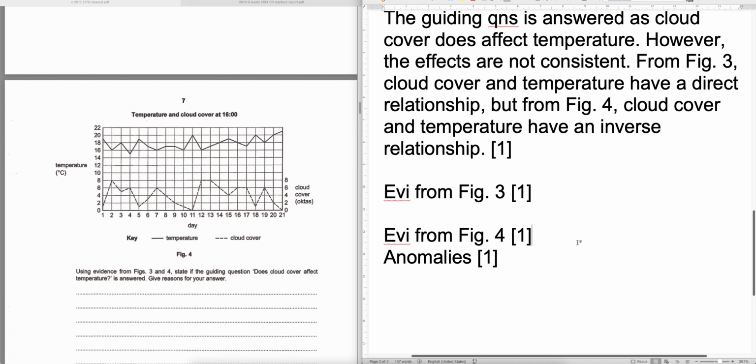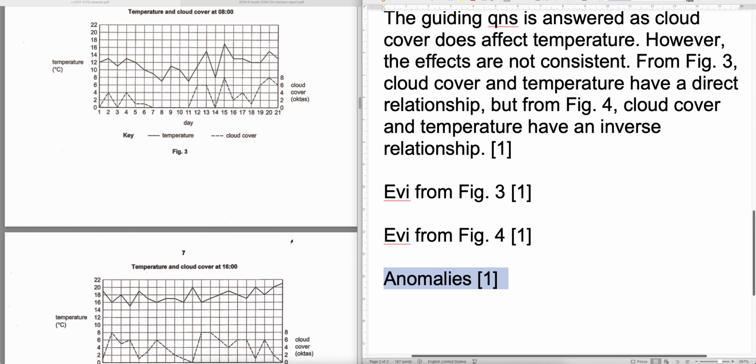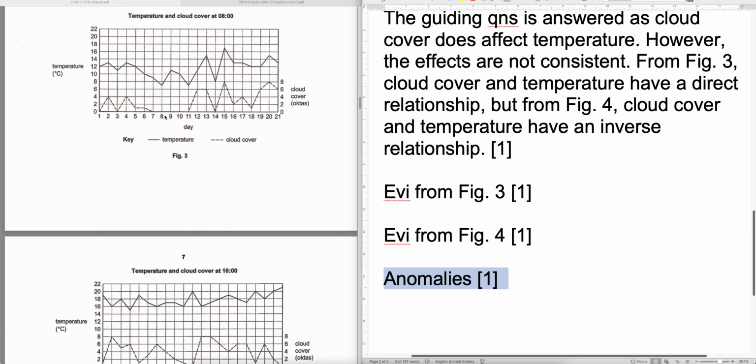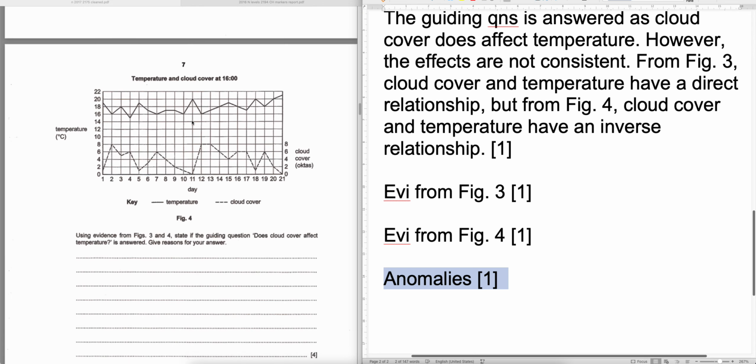Now, what is missing for many of you is you forgot to mention the anomalies. And anomalies should be from both figure 3 and 4. For example, for figure 3, from day 8 to day 9, or even day 8 to day 9 to day 10, there is no change in cloud cover, but yet the temperature drops. Or figure 4, day 12 to day 13, there is no change in cloud cover, and yet the temperature increases.